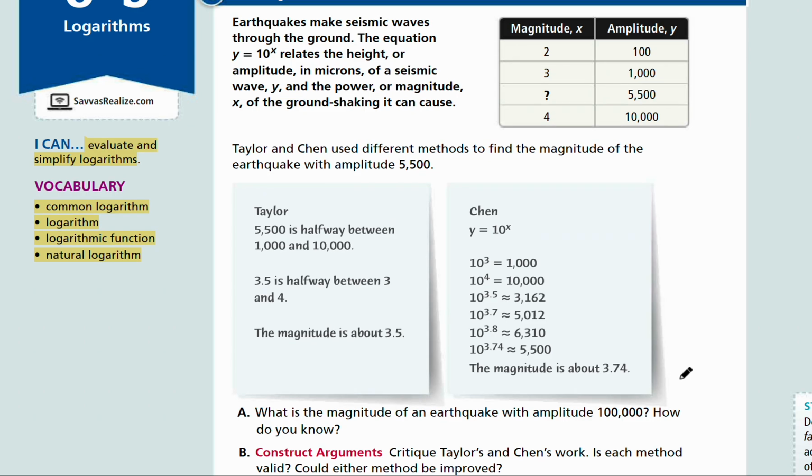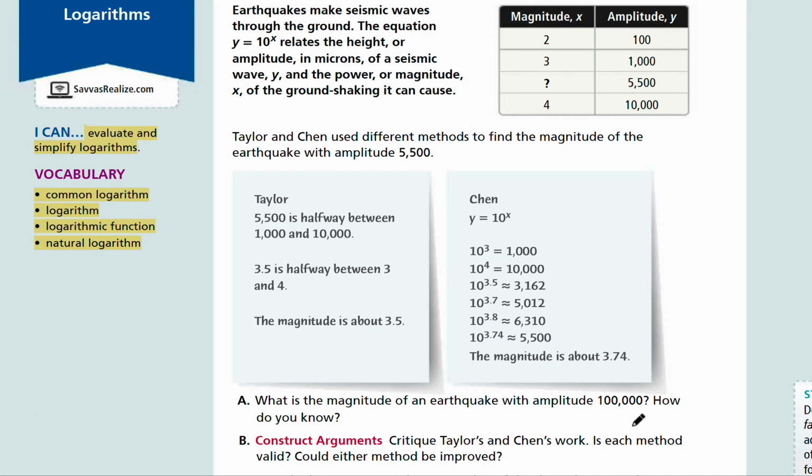What is the magnitude of an earthquake with amplitude 100,000? How do you know? So looking at this, we don't have 100,000, but looking at the pattern, can you figure out what the magnitude would be for the amplitude 100,000? Well, we're looking at the powers, right? 10 to the power of what is 100,000? Well, your zeros represent the power of tens, right? So 1, 2, 3, 4, 5, magnitude of 5, because 10 to the power of 5 is 100,000.